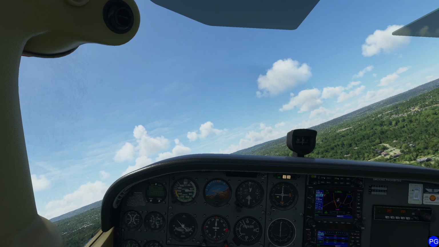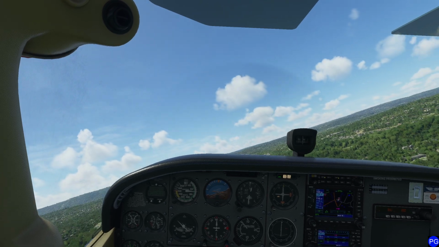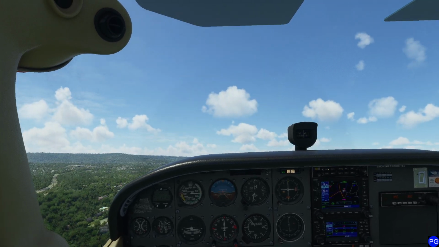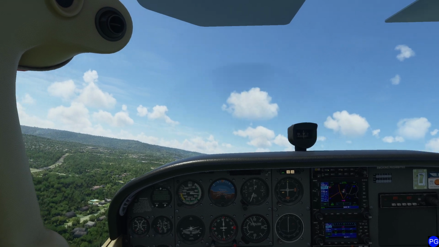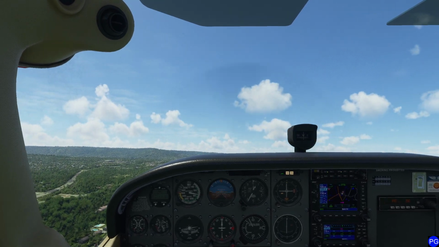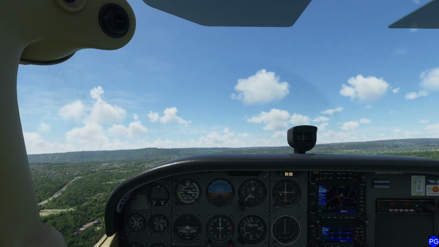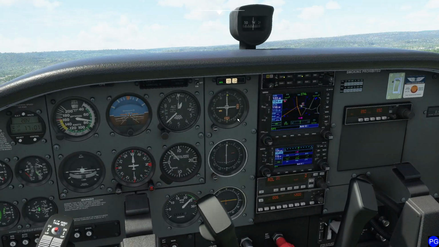I'm loving watching that little needle right there. It's like, whoa. I've seen much worse in the real plane. I remember flying one time and it literally felt like being on an unbalanced washing machine during the entire trip. So I'm gonna go ahead and flip on my autopilot just to hold my nose where it was just a moment ago.